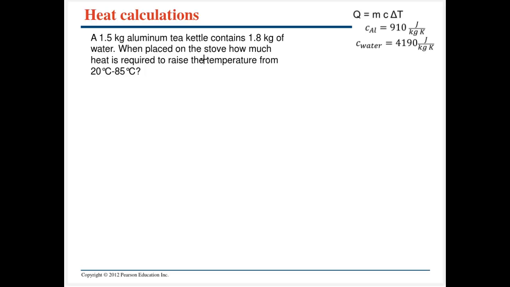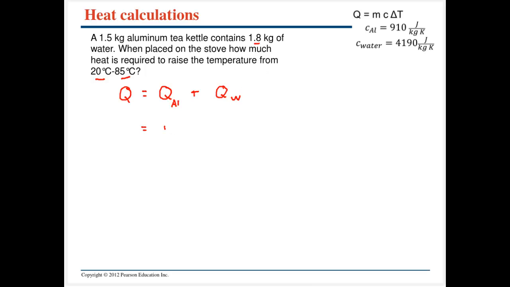Here we have a tea kettle that has some mass associated with it, and it has some water, and we know the mass of the water. And we're asked how much energy does it take to raise the temperature from 20 degrees Celsius to 85 degrees Celsius. And you say, okay, well, I know that the water is not going to undergo a phase change, and the aluminum tea kettle is not going to undergo a phase change. It's not going to melt on me. So the amount of heat that it takes is going to be how much heat it takes to change the temperature of the aluminum, plus how much heat energy it takes to raise the water to that temperature.